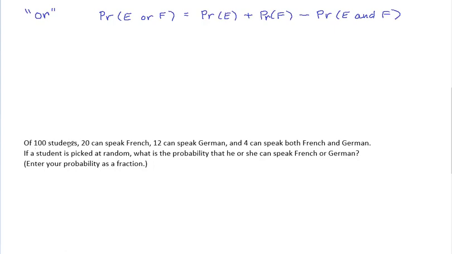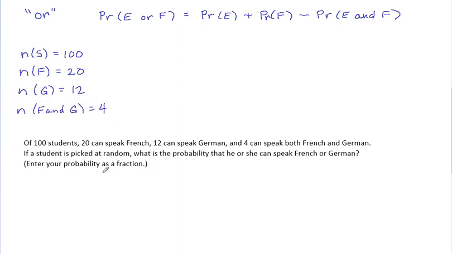Out of 100 students, so that would be the number of possible outcomes, would be 100, 20 can speak French. So the number of French-speaking people is 20, and 12 can speak German. Number of German, but there's 4 that can speak both of them. So number of French and German is 4. If one student is picked at random, that's the experiment, is to pick a student, what's the probability that he or she can speak French or German? So either one of the languages, okay, you don't have to have both.